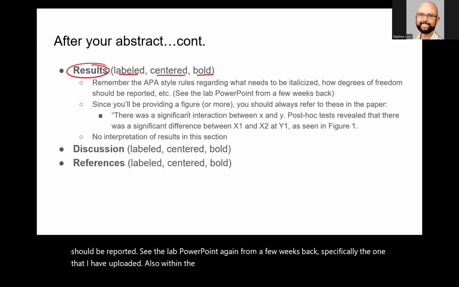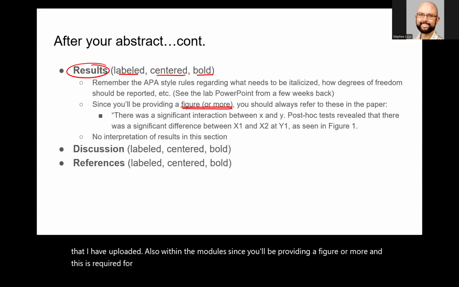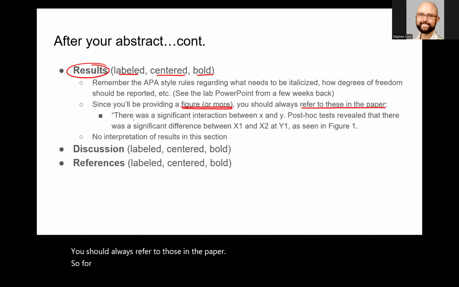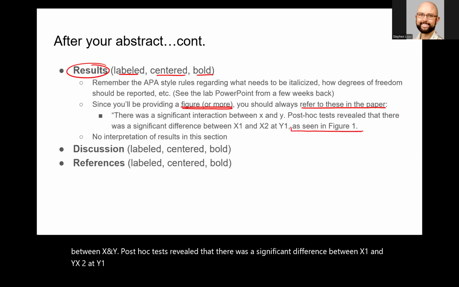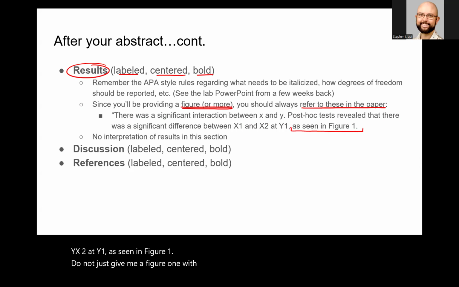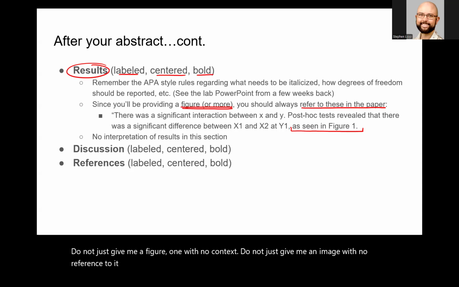modules. Since you'll be providing a figure or more, and this is required for your assignment, you must give me a figure or 2. You should always refer to those in the paper. So for instance, if you're writing in your results section, there was a significant interaction between X and Y. Post hoc tests revealed that there was a significant difference between X1 and X2 at Y1, as seen in figure 1. Do not just give me a figure 1 with no context. Do not just give me an image with no reference to it whatsoever, right?